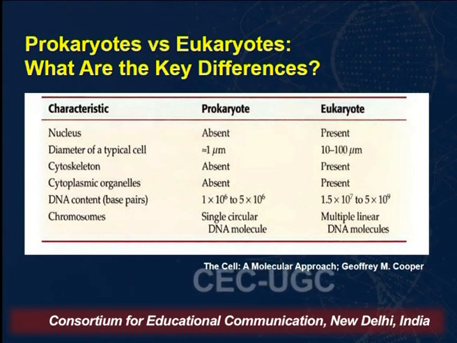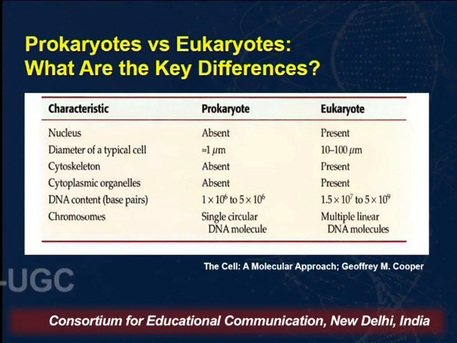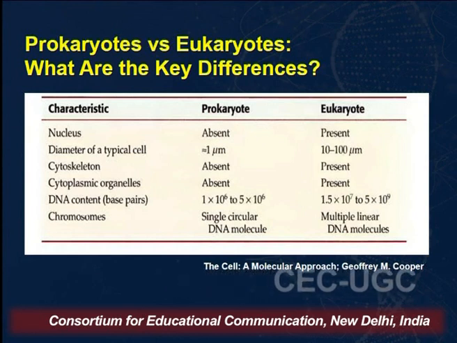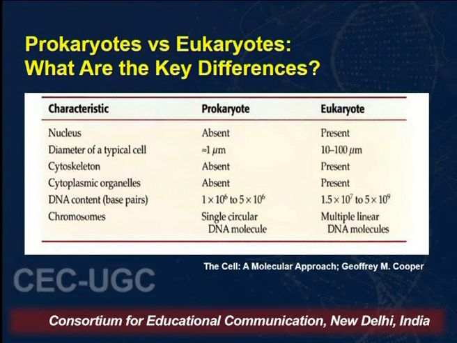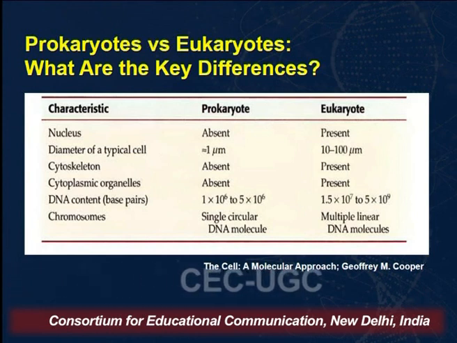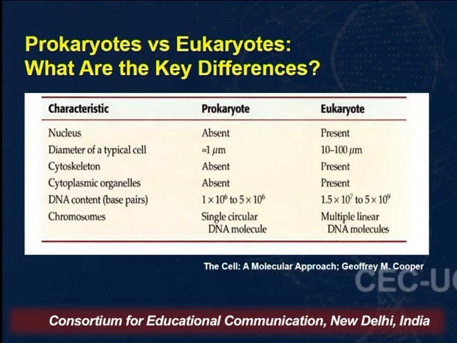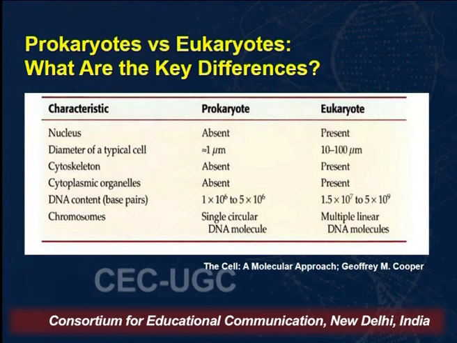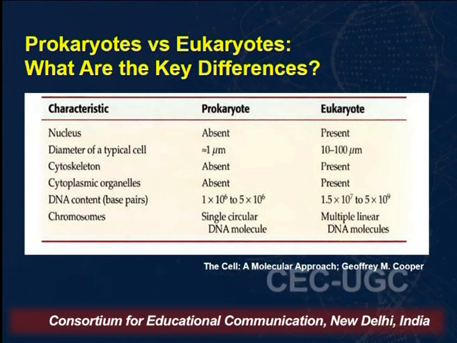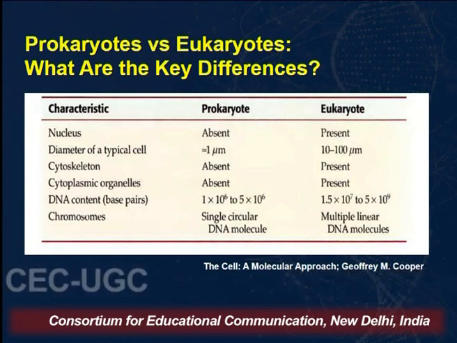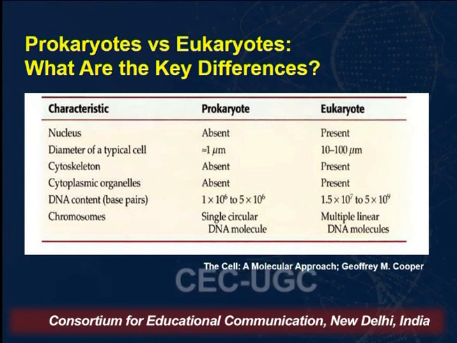In the prokaryotes, the nucleus is absent, while in the eukaryotes the nucleus is present. The typical diameter of the cell in the prokaryotes is very small, about 1 micrometer, while in the eukaryotes it is 10 to 100 micrometers. The cytoskeleton is absent in the prokaryotes, and present in the eukaryotes. The DNA content is higher in the eukaryotes, and the DNA in the eukaryotes is contained in specialized molecules called chromosomes, and in a specialized organelle called the nucleus, while in the prokaryotes it is a single circular DNA molecule which is present over there.